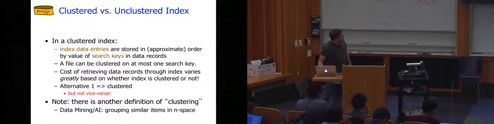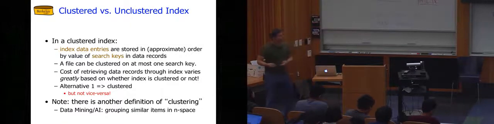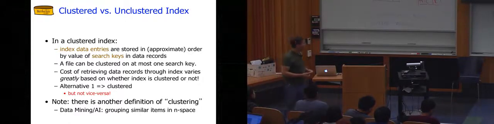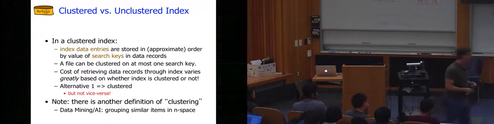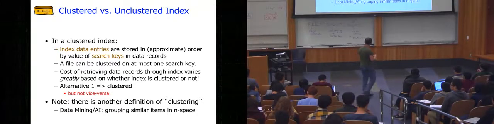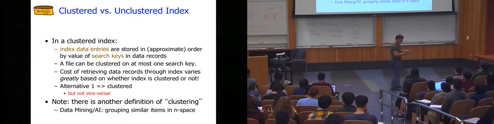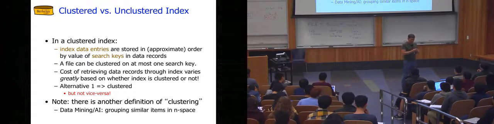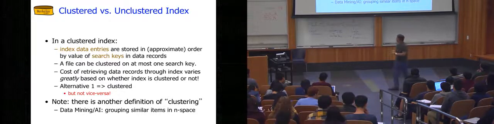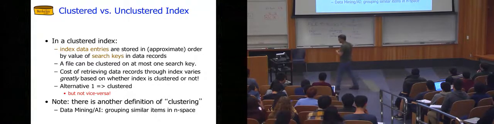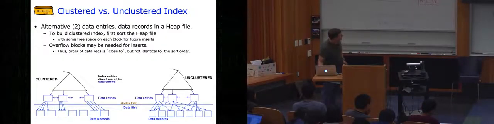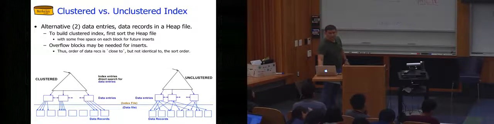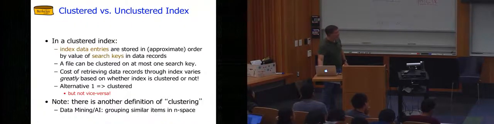All right, so to go back to talk this through, clearly the file can only be clustered one way. The cost of retrieving data records through the index varies greatly. Order of R, right, number of records per page, depending on whether it's clustered or not. Obviously, if you're alternative 1, that is the records are actually stored in the index, you're clustered, right? The leaves of the index are the data, so they're sorted the same way. The other way around is not true. A clustered index does not have to be alternative 1. I just showed you a picture of a clustered index on the left-hand side of this picture. It's alternative 2, right? It's pointing to things, and those things are sorted the same way.